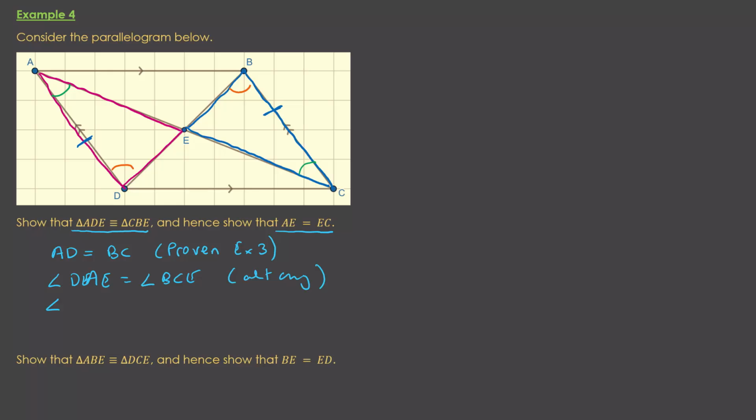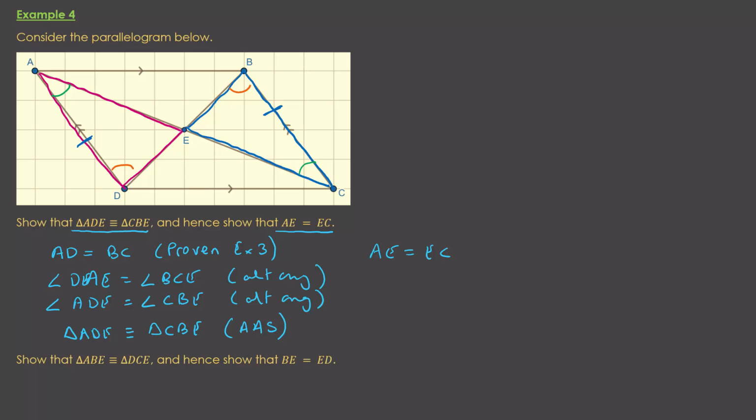So that's angle ADE is equal to angle CBE. And therefore the triangles that we said, ADE, are the same as triangle CBE. We use two angles and a side, so that's ASA or AAS, however you're used to writing that one. And then we can say, well, AE is equal to EC.